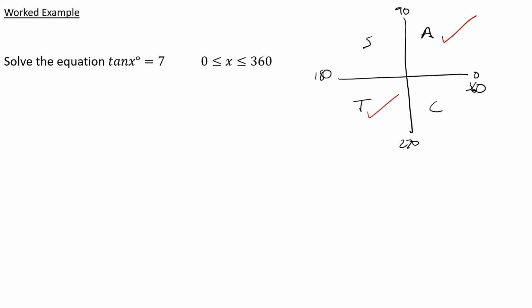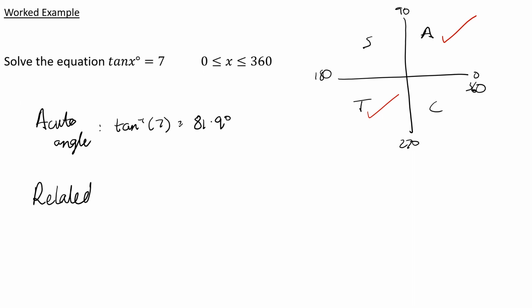We find our acute angle. We'll do tan inverse of 7. On the calculator we should get 81.9 degrees. We then find our related angles. We have answers in quadrant 1 and in quadrant 3. In quadrant 1, the angle needs to be in between 0 and 90. Is this in between 0 and 90? Yes, it is.